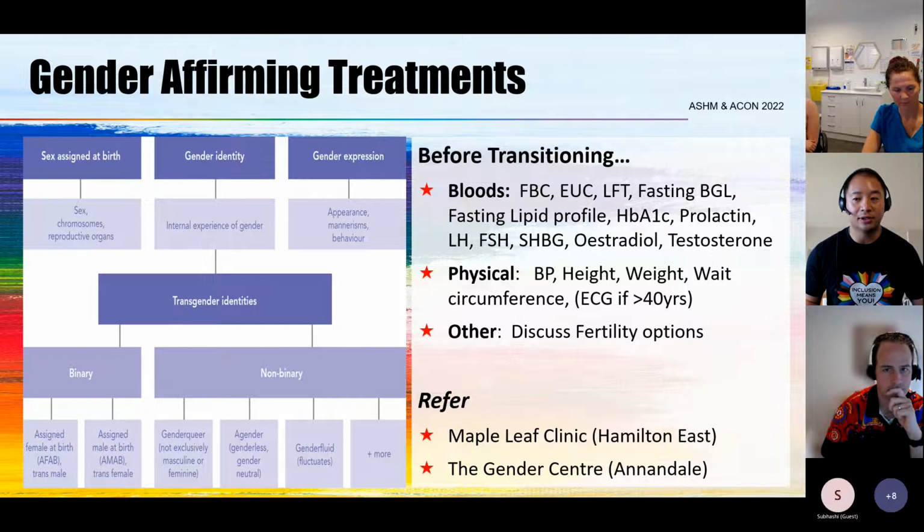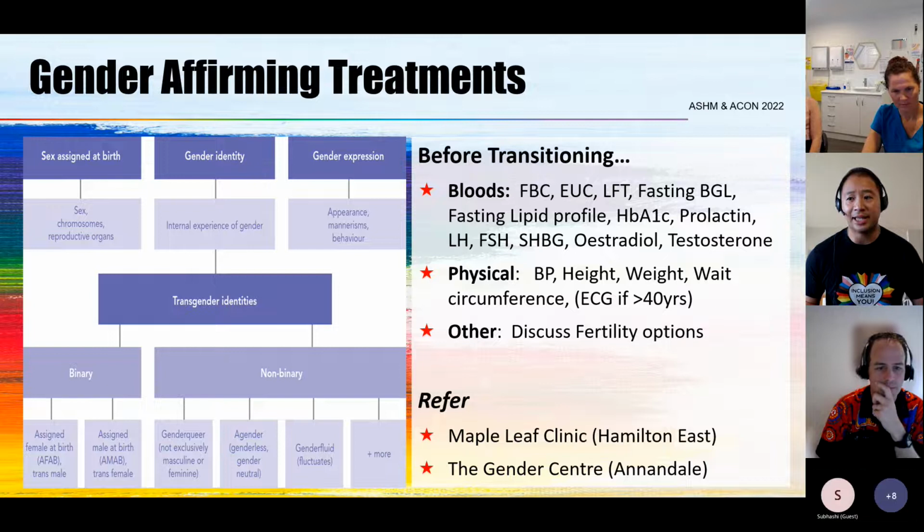And once we have got those things in place, then we can refer them to the two clinics in the area that we can refer to in our catchments. Up in the Newcastle area, we have the Maple Leaf Clinic in Hamilton East. That's more of a youth service, but they look after people in adolescence up to, I think, the age of 25 or 30. We can also refer them down to Sydney. Down in Annandale, we have the Gender Centre, and they've been doing this work for many, many years, and they look after people of all ages.